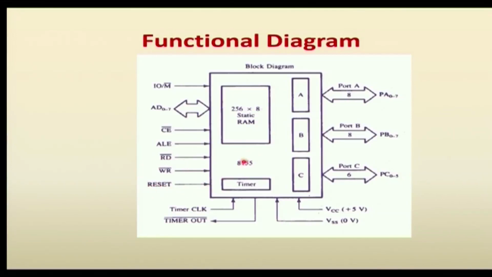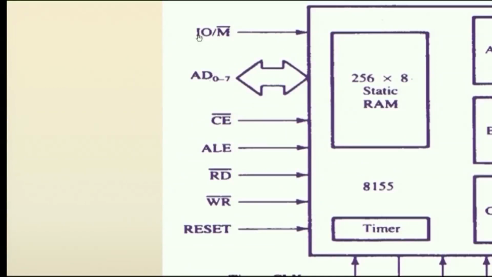Reset is one of the signals used to reset the device. Resetting the device means it will temporarily clear the signals. So, these 5 signals, IO/memory bar, ALE, read bar, write bar and reset, are the control signals, along with the chip select or chip enable signal. And these are the address and data lines.